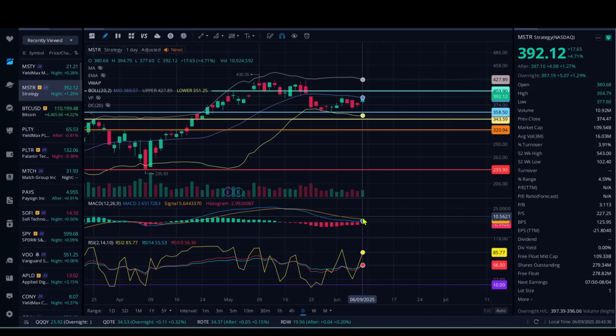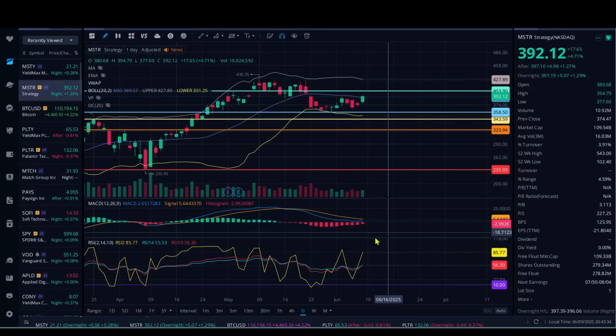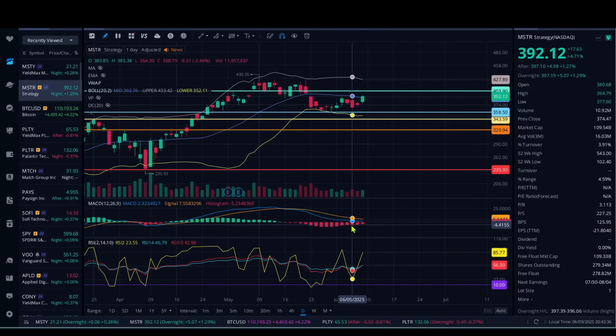We are curling up on that MACD. Our momentum on the negative side is decreasing, and that's good. We'd love to see this cross up and hopefully move to the positive side and start seeing some green momentum here. Would love to see that.